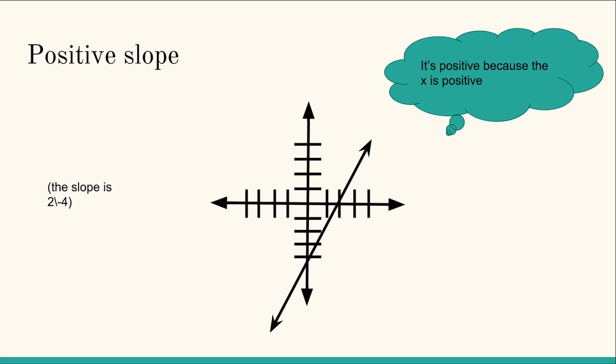It's positive because the x, or 2 in this case, is positive and the negative 4 is y. So you would graph this on the line by going up 2 and left 4. You repeat this pattern and eventually you'll create a line that will be positive.